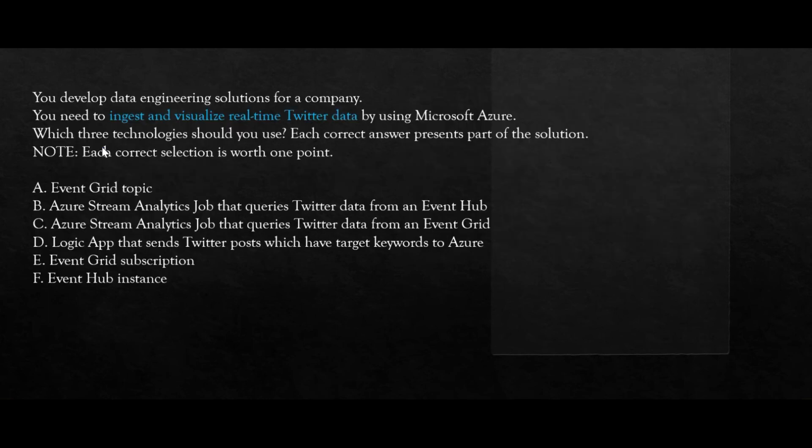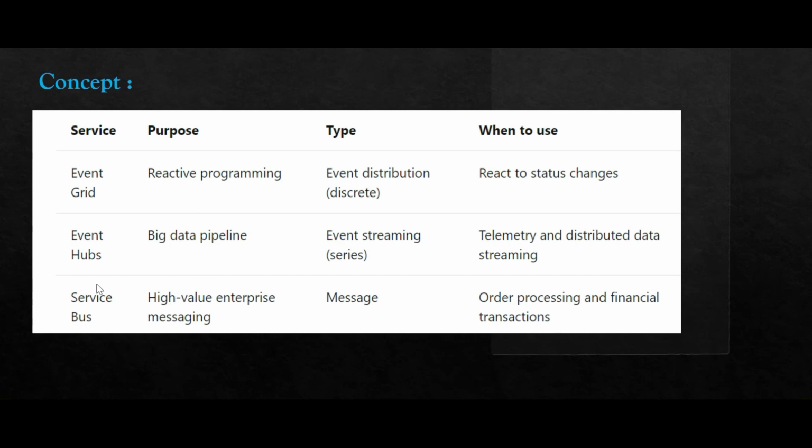And they want us to choose 3 technologies. So whenever we are talking about real-time integration, Event Grid is out of the question. So let's first look at the comparison between Event Grid, Event Hubs, and Service Bus. It's important to clear the concepts. So this is a comparison sheet between Event Hubs, Event Grid, and Service Bus.